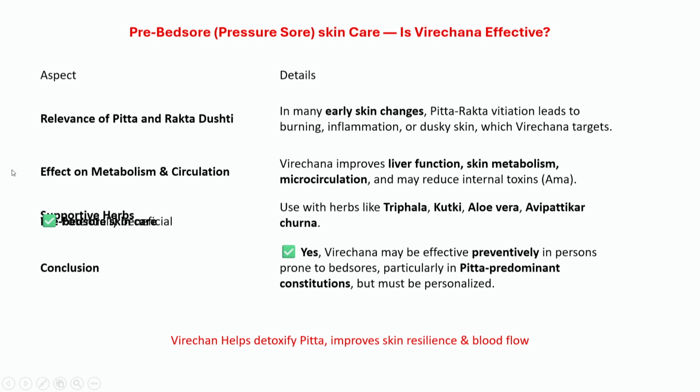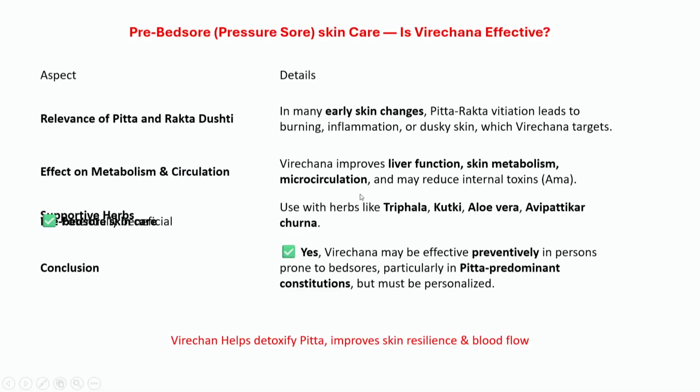This is important. Effect on metabolism. Virachan improves liver function. And you know, liver is the master gland. Many things are produced in the liver. Albumin is produced, and many digestive enzymes are produced. So whatever I have earlier shown you, that a rich protein diet should be given to such patients, but the protein will not be digested if liver function is compromised. So liver function should be taken care of.